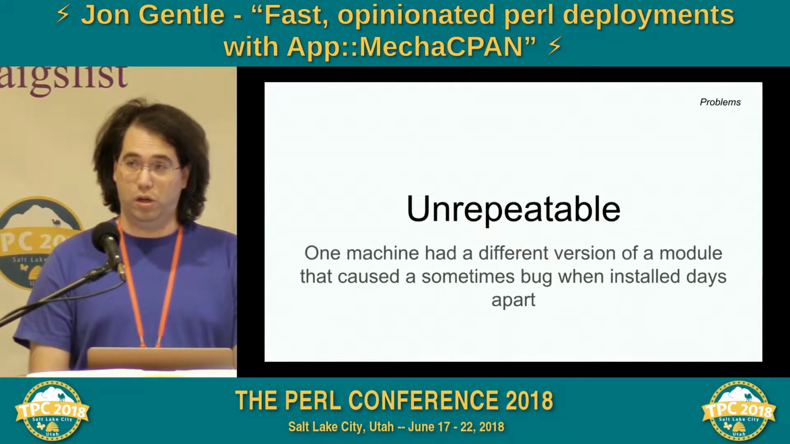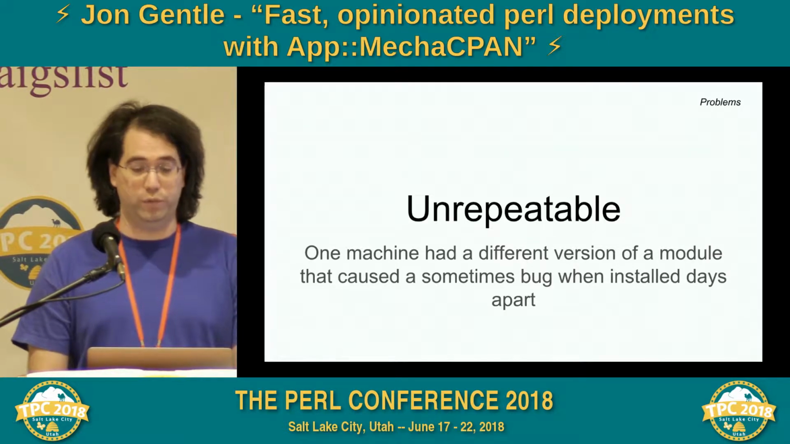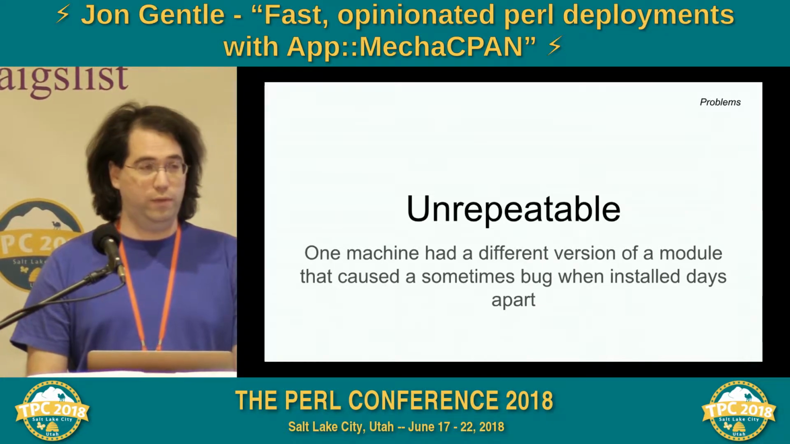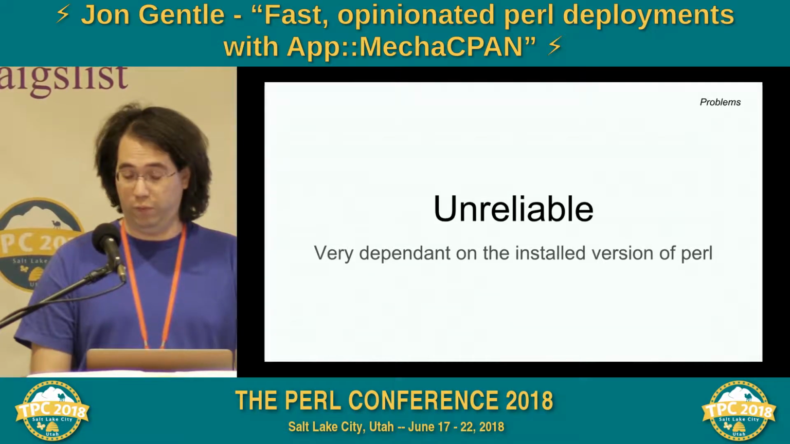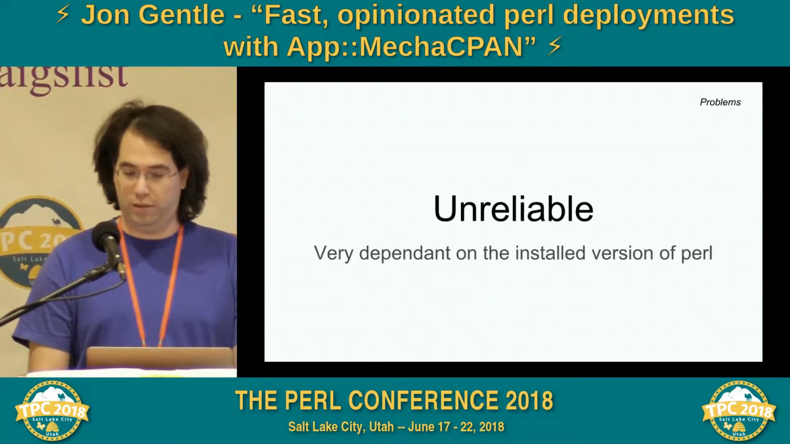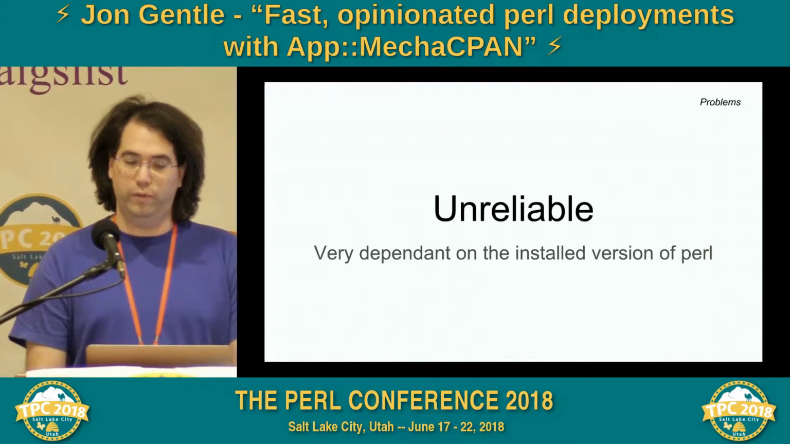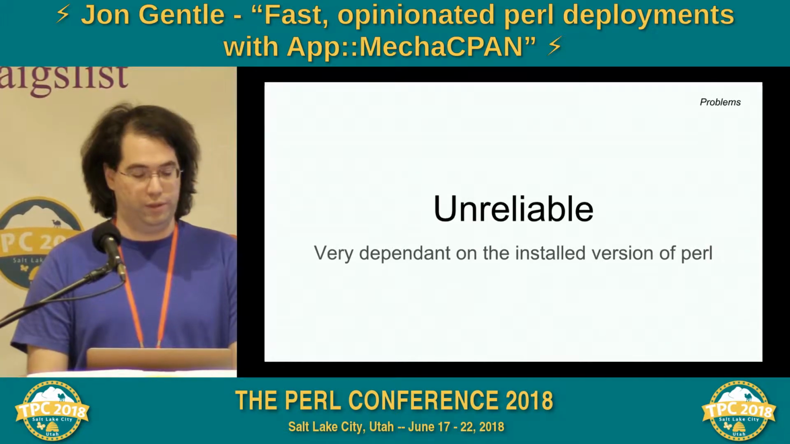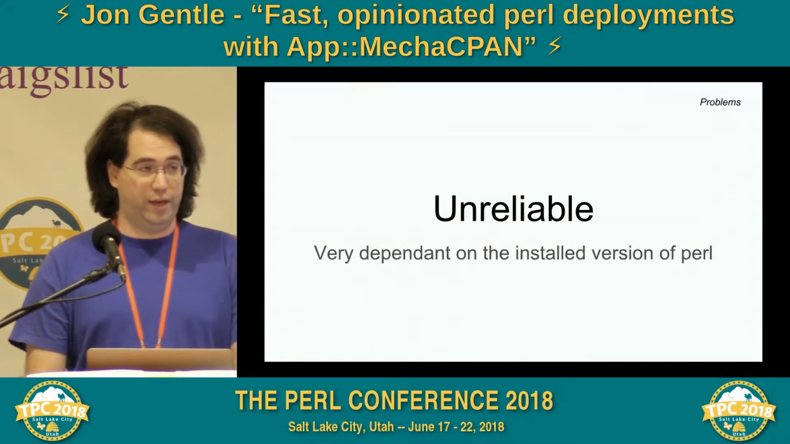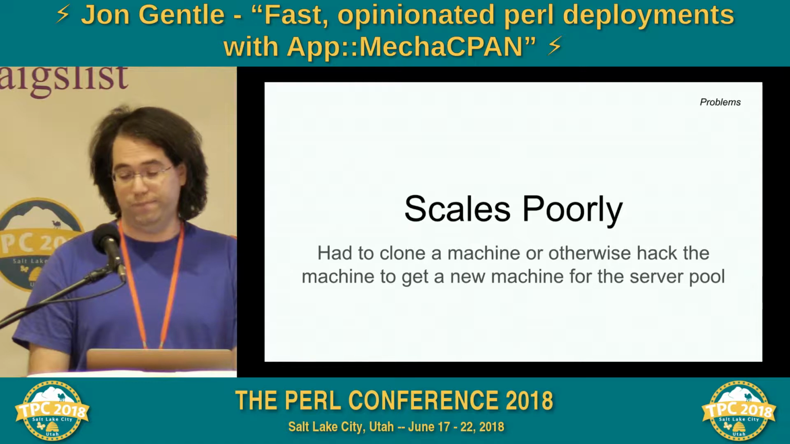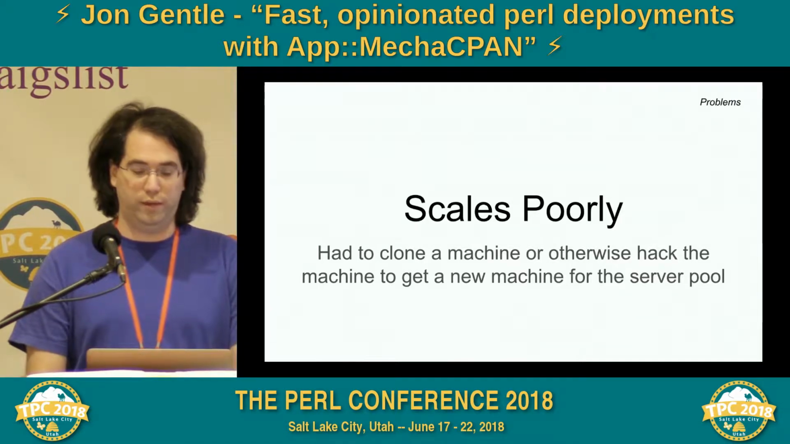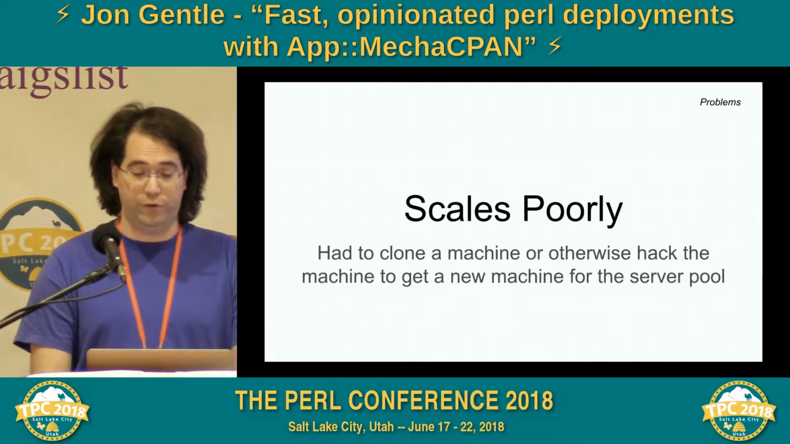We actually had a long-standing Heisenberg bug that would come and go depending on which machines were in the pool at the time. That was fun to figure out. It was unreliable. We were depending on the system-installed Perl, which was fine when we started, but then we wanted to update to a newer version of Perl, and we really couldn't without upgrading the entire system. It also scales fairly poorly. If you added new machines that were not clones of the other machines, you had quite the trick to try and do exactly the same version.